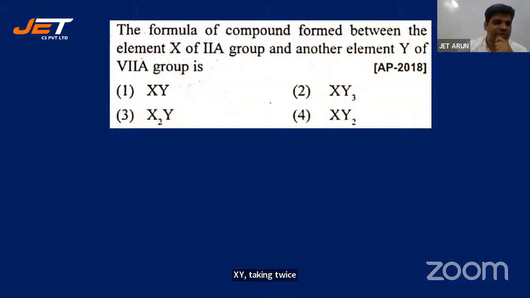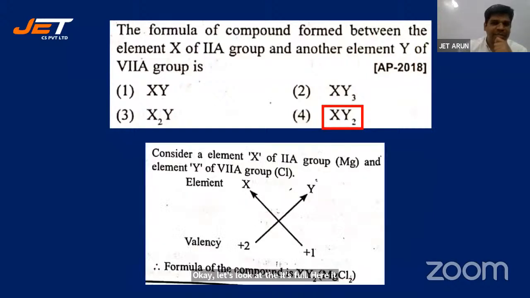I'm getting a mixed response now. Okay, let's look at the key. It's 4. Here it is. What he has done in the solution is he has taken an example of MgCl2. Mg is from second A group, chlorine is from 7th A group. So the formula of the compound is MgCl2, which is XY taken twice. Option 4, Praneeth, you're right.